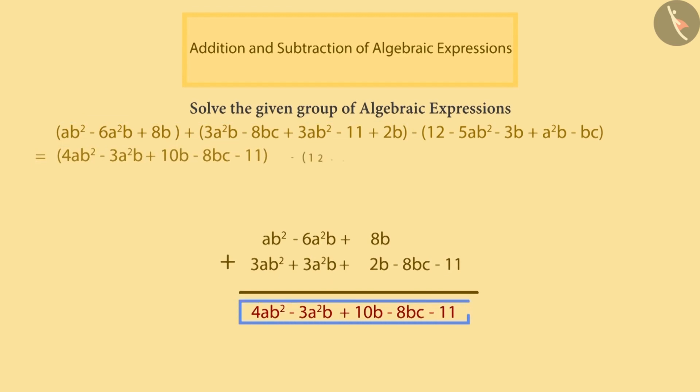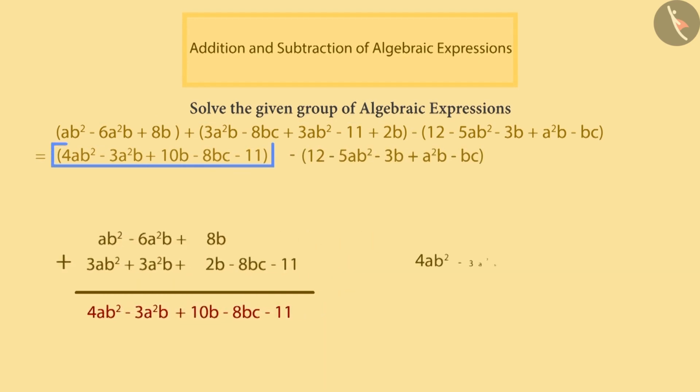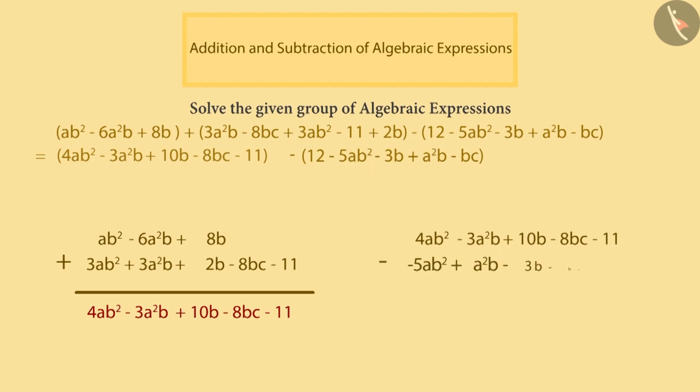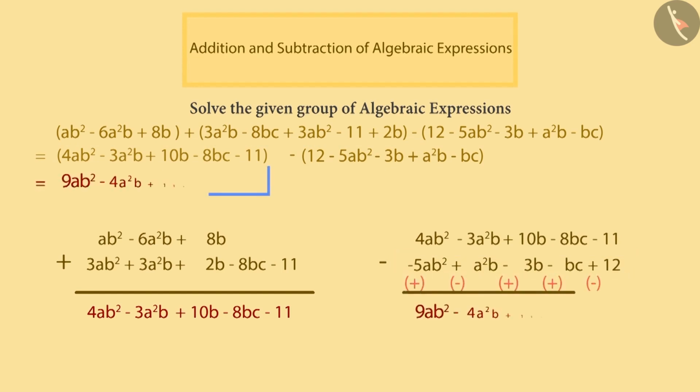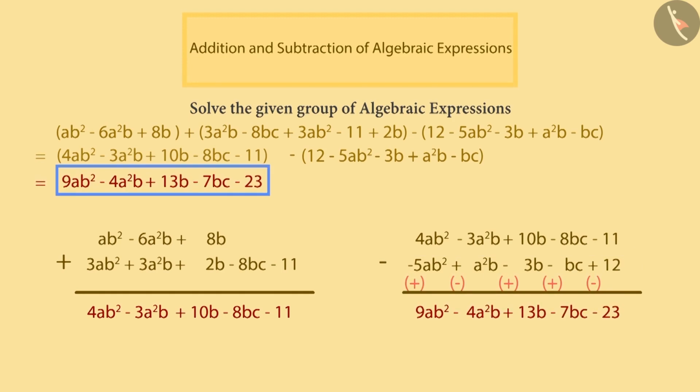Now, we have to subtract the third expression from this sum. So let's write this expression first. Now once again, while writing the third term, we should write the like terms one below the other just like this. Now, we will change the sign of all the terms of the second expression. This is the result we get after adding.